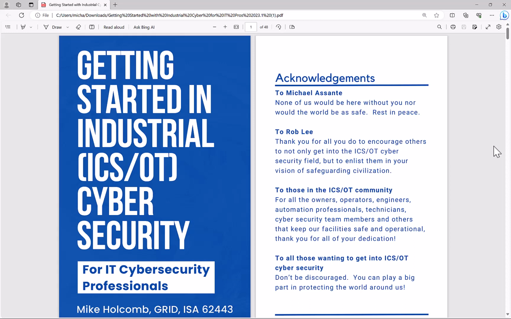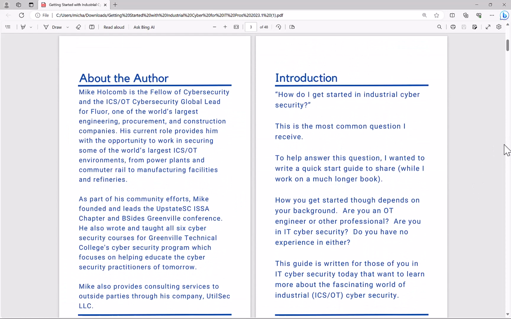And also, of course, I think number one at this point is helping people get into ICS OT cybersecurity, because we need more people in cybersecurity in industrial environments. That's really why I started pushing down this path and wrote this ebook, and I'm writing a much longer, more involved book as well. But I just wanted to get started. So that's a little bit about me.